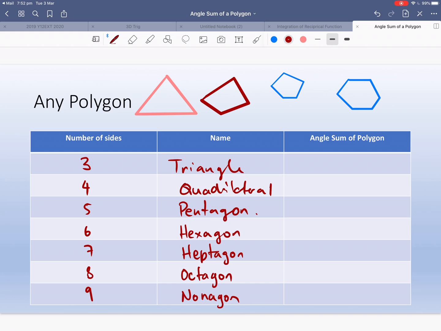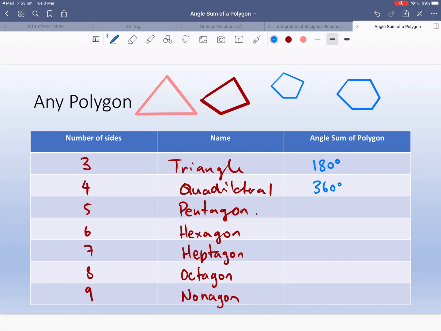Now, what's really interesting is that there's a pattern of their angle sum of each one of them. I'll ask you, what is the angle sum of a triangle? And you'll say 180 degrees. And you'll be exactly correct. And then you go, what's the angle sum of a quadrilateral? And you go 360 degrees. And you also would be exactly correct.